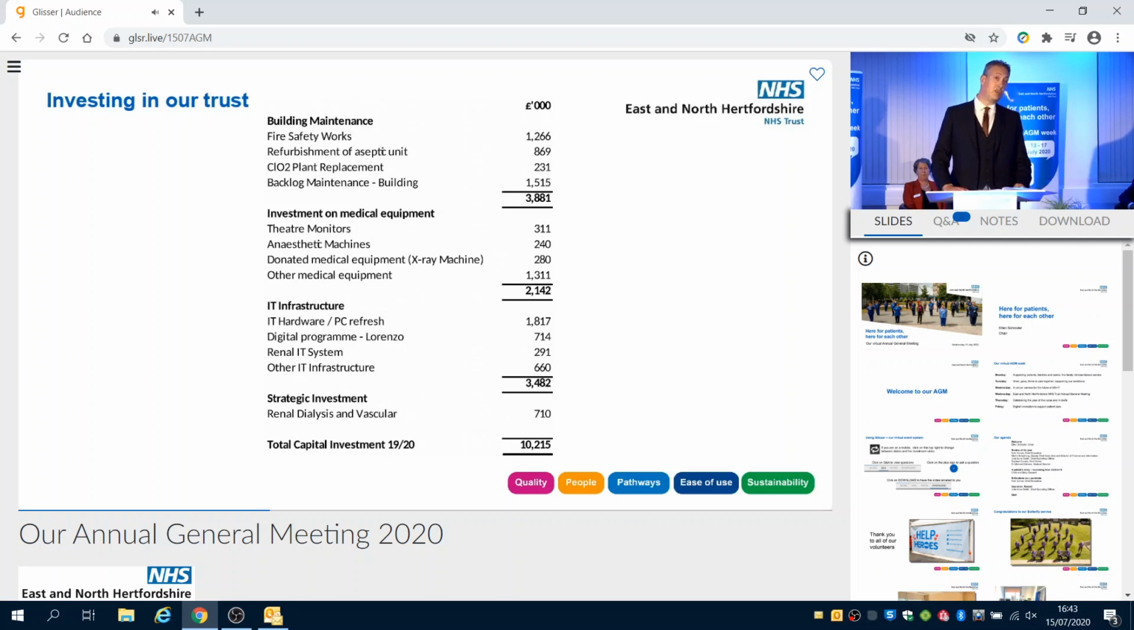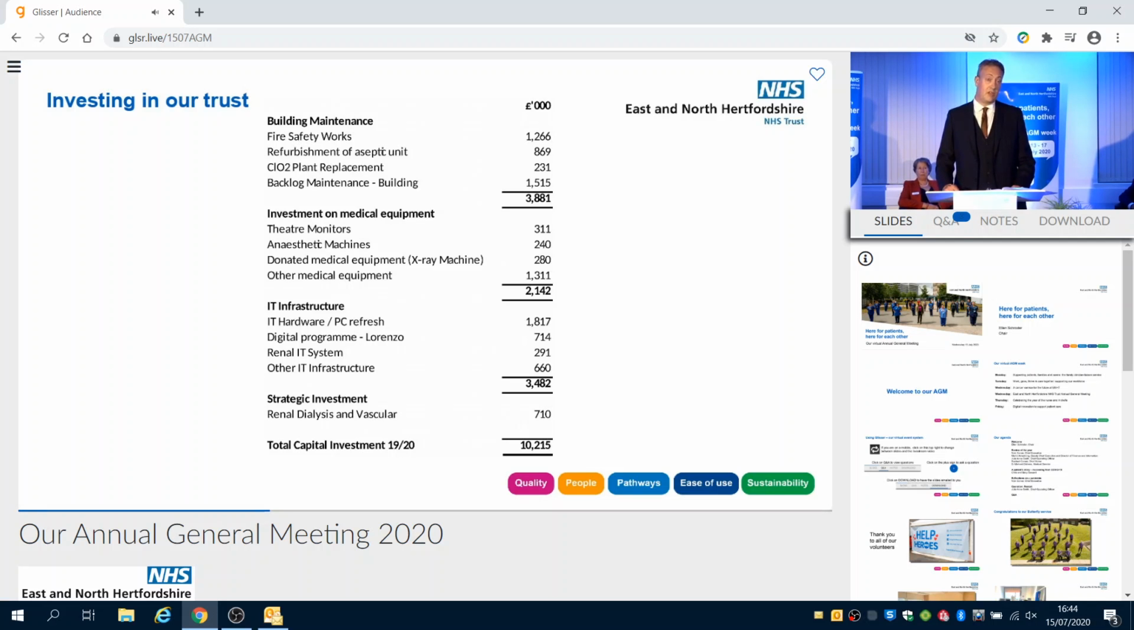But moving on, it's not just about balancing the books in terms of I&E. We've continued to invest in our asset and infrastructure over the last 12 months. It's a small slide, so it might be difficult to pull out some of the detail, but we've spent about £10 million on capital this year. And you can see some of the things that we've spent it on. I think one that I'd just call out particularly is our spend in terms of IT equipment.